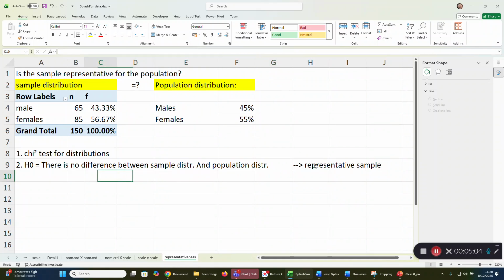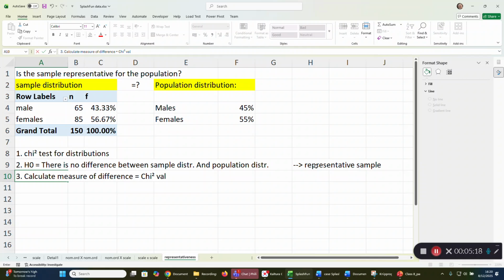So actually in this case we are hoping not to reject this null hypothesis. But there was some difference, so let's calculate the measure of difference to see how much difference there is, and that is the chi-square value. Using the chi-square value, you can summarize the difference in this case between the sample distribution and the population distribution, and then we're going to see if that is a lot or not.